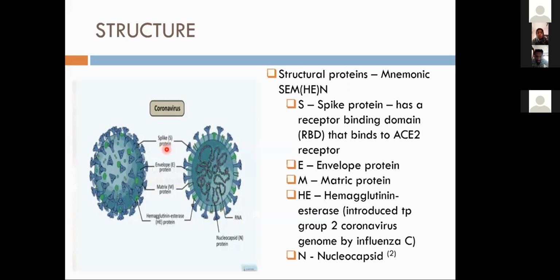Next, we have the E envelope protein, and then we have the matrix protein, and then we have HE, which shows the hemagglutinin esterase. Then in the downward part, we can see an N, which is labeled here. It is the nucleocapsid.